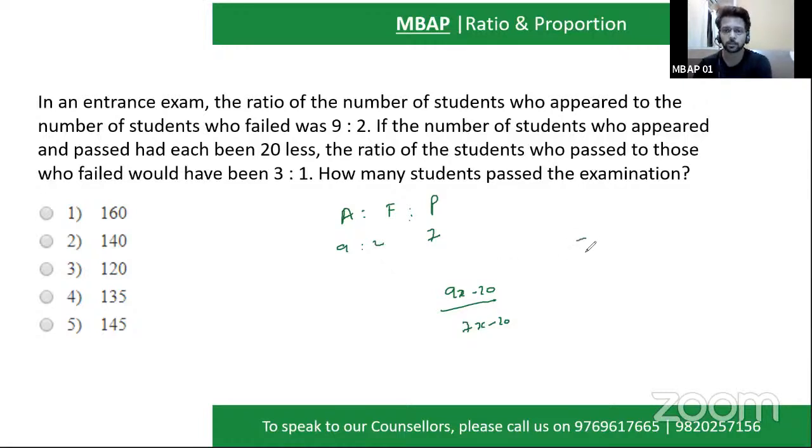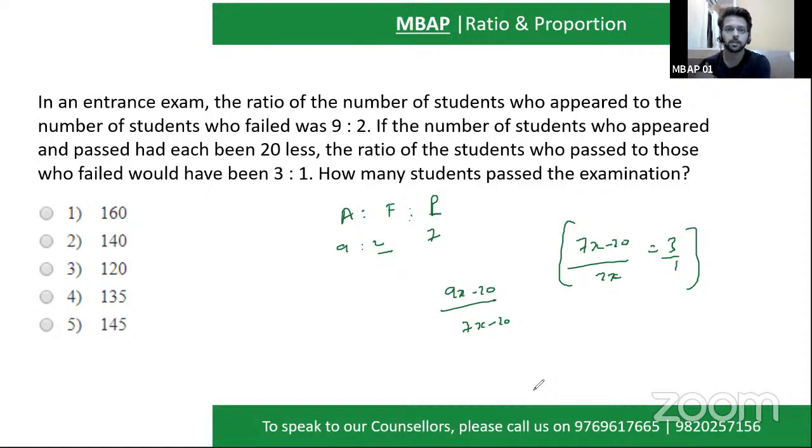The ratio of passed, which is 7x minus 20, divided by failed. Failed was how much? 2x. It was 3:1. You've got to solve this. This will give you the value of x. x multiplied by 7 will give you the number of students who passed. But this much is just not required.